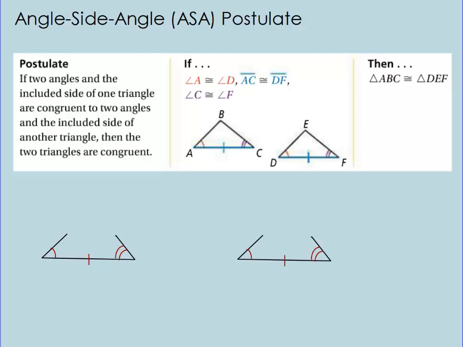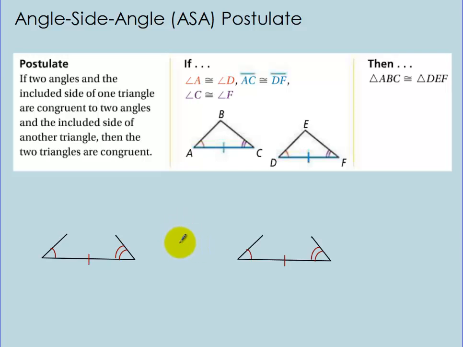So the angle side angle postulate. Last section we talked about there's four postulates, and we're doing the last two right now. This is one of them, angle side angle. If you have two angles and the side in between those two angles, then the triangles are congruent. So, for example, angle A, angle C is congruent to D and F, and then you have this side.